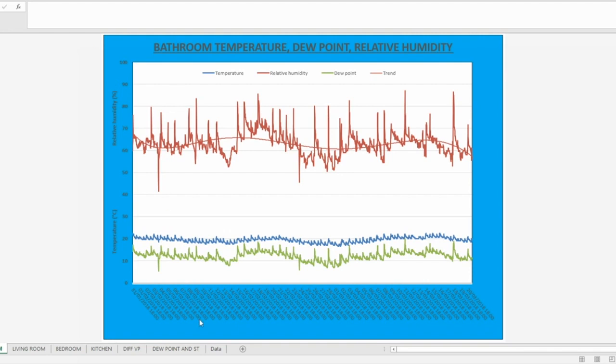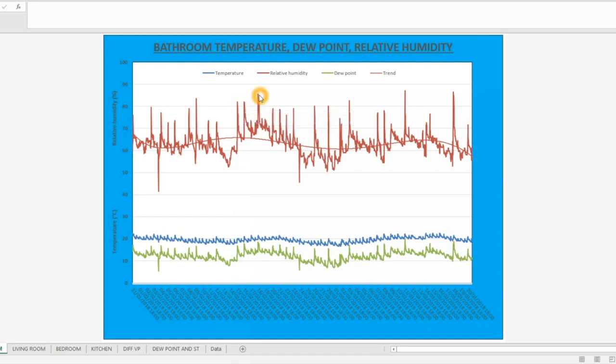So on the bottom of the graph here, you just have the dates. Now, all of my readings are normally taken every half an hour. So you've got your temperature here, and this is the relative humidity here, and then you've got temperature, dew point, relative humidity, and you can see you've got lots of spikes, as to be expected. This is the bathroom, so you can see what time everyone's having a shower.